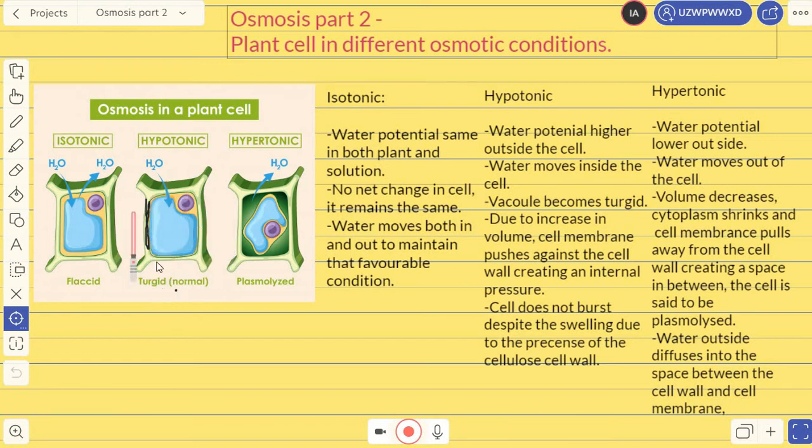Now, this black straight line here is actually the cell wall, the outermost layer of the cell. The cell membrane is too thin and delicate, so it will not be able to withstand the pressure. Think of it like this: take a rubber band. A rubber band is elastic, so when you stretch or pull it, it eventually breaks.